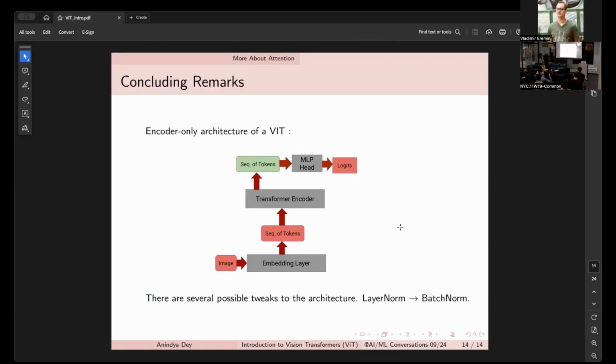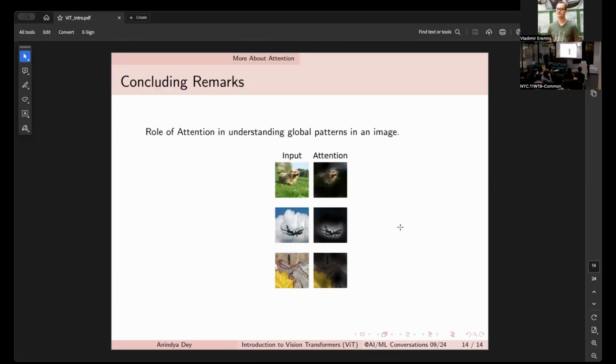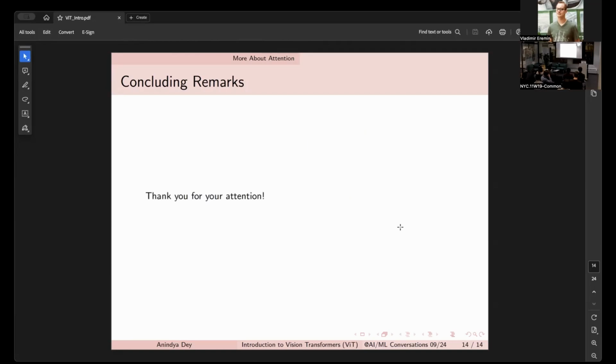I believe I'm going to talk a little bit about this in part 2 of the talk, not today. And the second important thing is the role of attention in understanding global patterns of the images, which I alluded to earlier. And last but not the least, thank you for your attention.